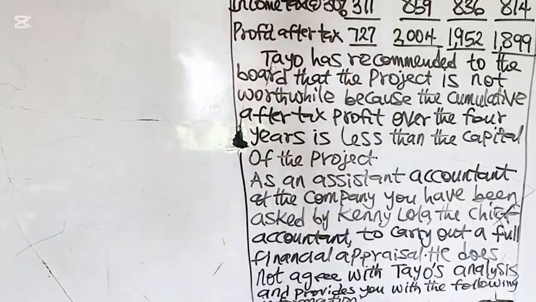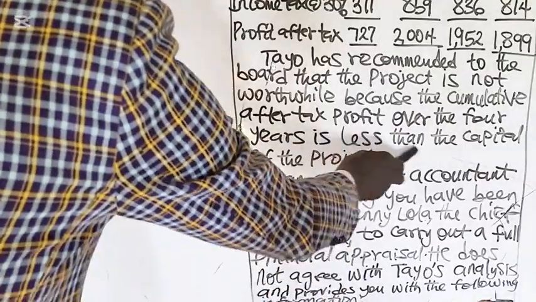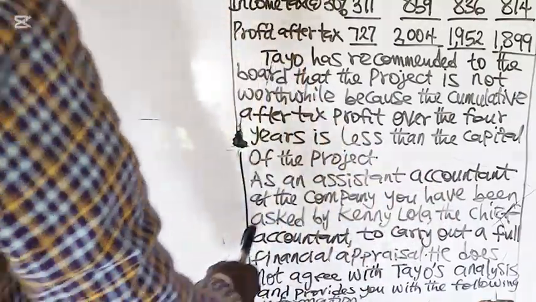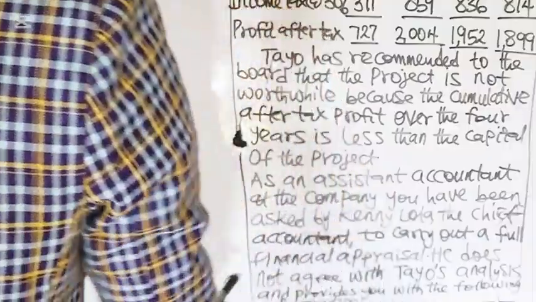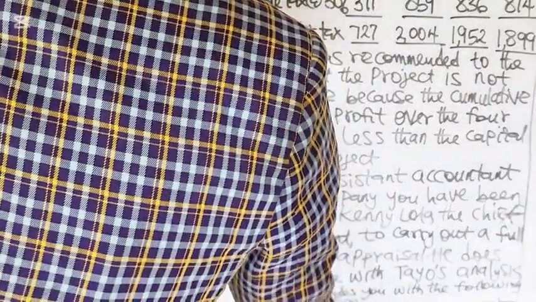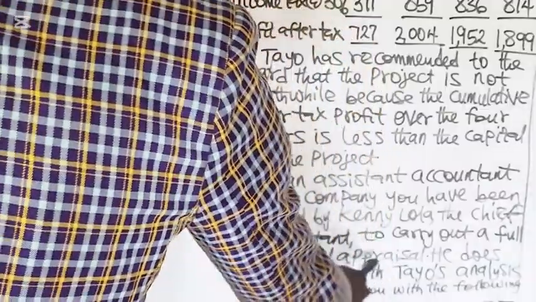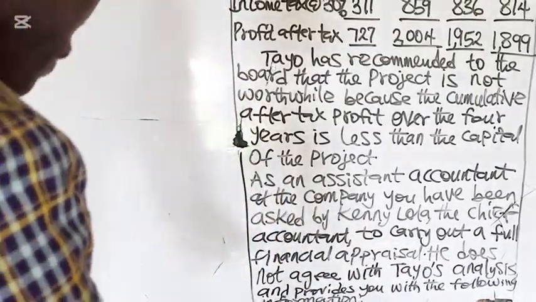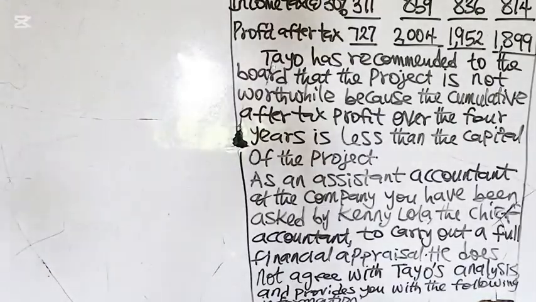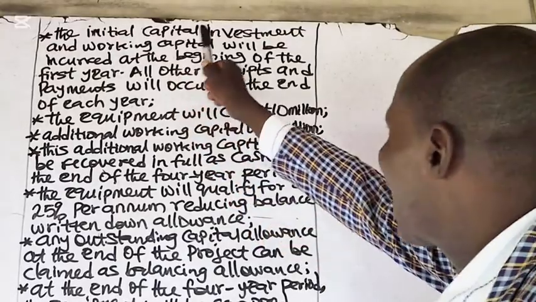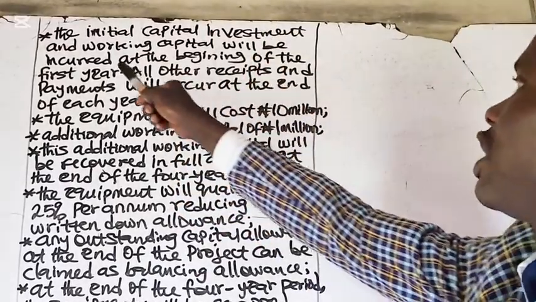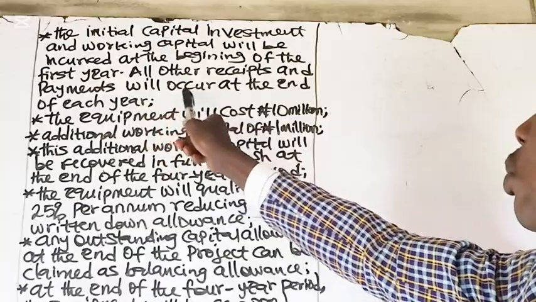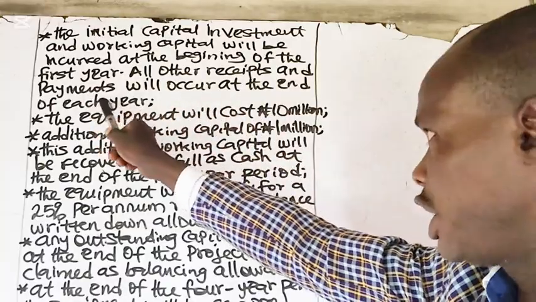Tayo has recommended to the board that the project is not worthwhile because the cumulative after-tax profit over the 4 years is less than the capital of the project. As an assistant accountant at the company, you have been asked by Kenny Lola, the chief accountant, to carry out a full financial appraisal. He does not agree with Tayo's analysis and provides you with the following information. The initial capital investment and working capital will be incurred at the beginning of the first year. All other receipts and payments will occur at the end of each year.